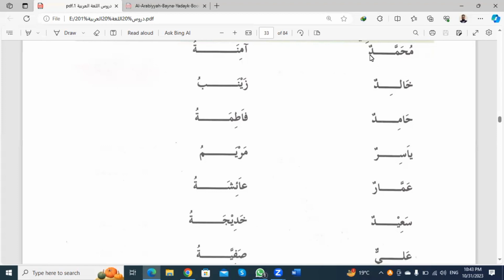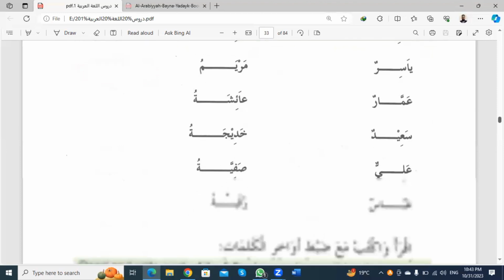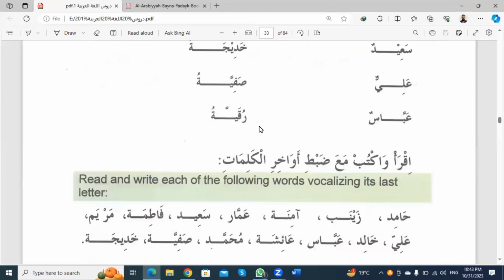In Arabic, we will add n in the last: Muhammadun, Khalidun, because there is no al here. Yasirun, Ammarun, Sa'idun, Aliyun. Got it? And in female names we cannot add n in the last. So Aminatu, just like if there is al in the beginning, we cannot add n in the last. Aminatu, Zainabu, Fatimatu, Maryamu, Aishatu, Khadijatu, Safiyatu. This is Ruqayyatu.